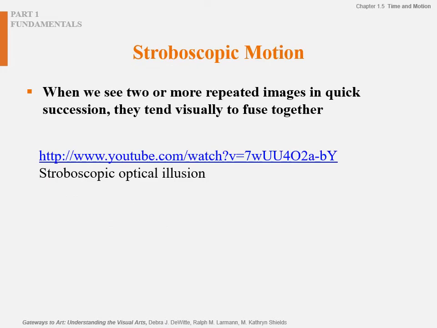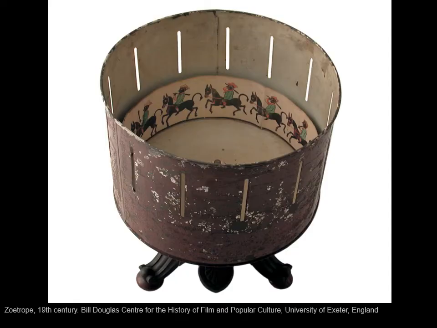Stroboscopic motion. Okay, well, really, this is what we're talking about here. This is a zoetrope. It's a toy. I've seen them referenced as early as the 1700s. When you spin this toy, it's a child's toy, and you look inside that spinning drum, it looks like the rider is riding the horse.